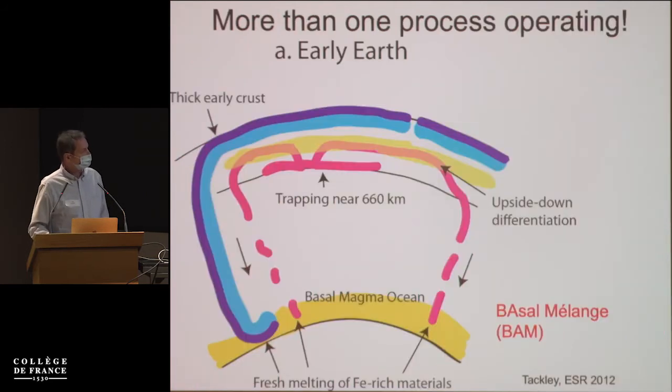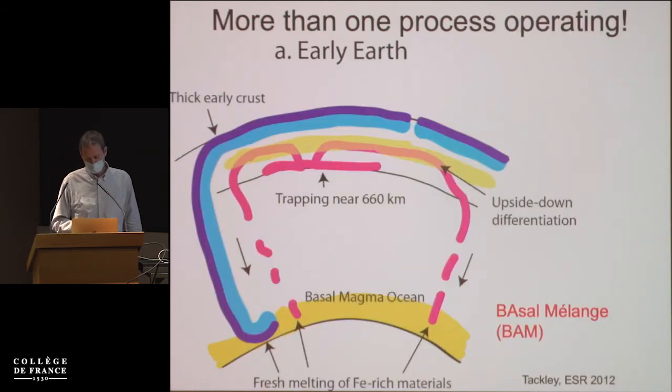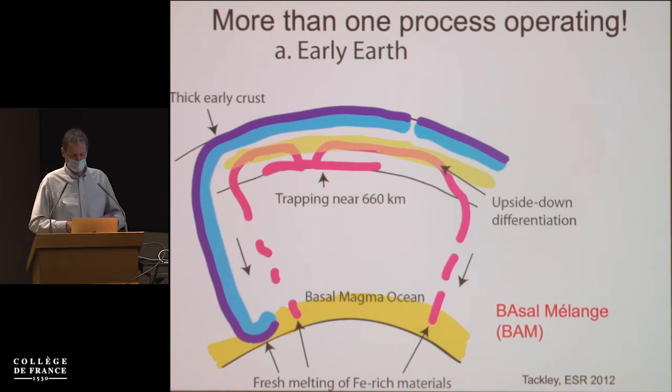So possibly many of these mechanisms are or were operating at the same time. So I think it's probably not a good idea just to focus on one thing and propose that this explains everything. And so we're attempting to combine several of these mechanisms. So in the early Earth, we expect a thicker basaltic crust because the potential temperature of the mantle was hotter.